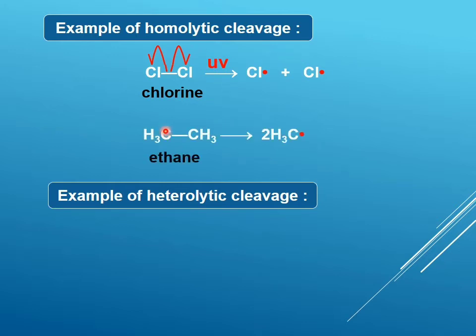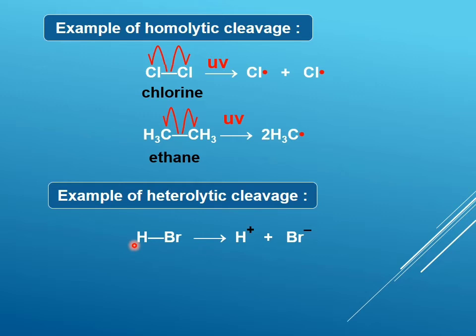And for ethane, the carbons have the same electronegativity. So when homolytic cleavage happens, one electron will be given to each carbon atom. So we will form free radicals. However, heterolytic cleavage happens in atoms of different electronegativity.